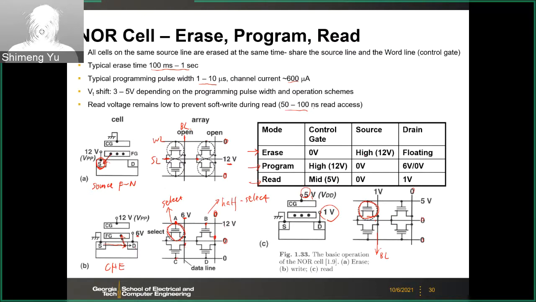So you can control the capacity of this block, how much you want to erase at one time. If you make the block smaller, then you erase a smaller number of cells. If you make the block larger, then you erase more cells at one time.